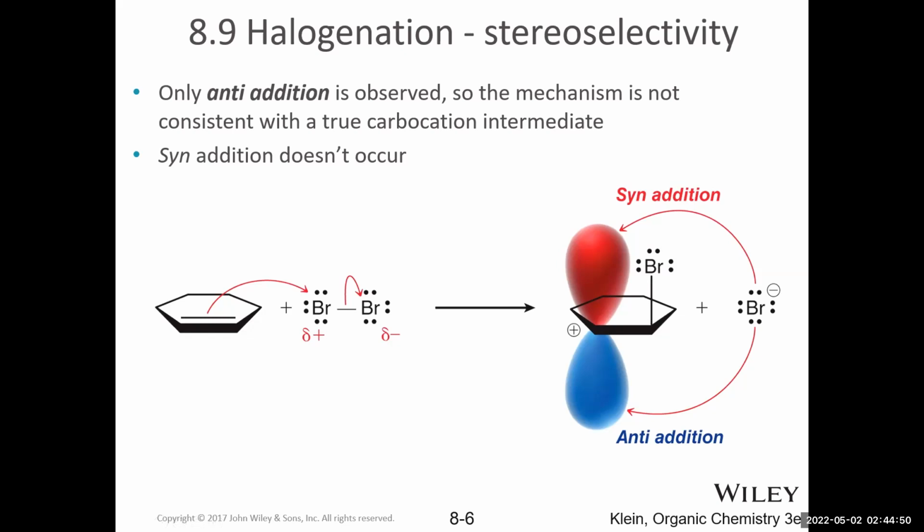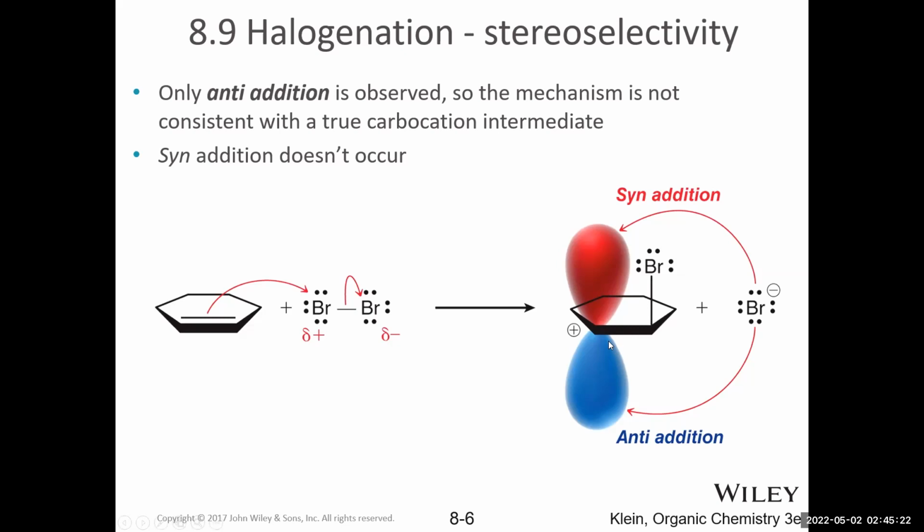So if it occurred the way we saw in the previous slide, then we would actually expect to get both syn addition and anti-addition products. Because if we have a true carbocation with an empty p orbital, then the bromide, which does a nucleophilic attack after the first step, can add to either side of the planar positive carbocation with equal probability, leading to both syn addition and anti-addition products.